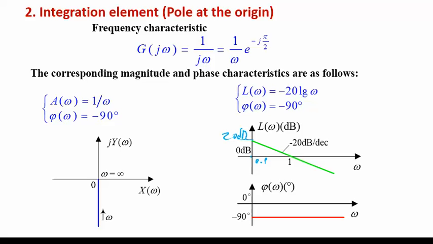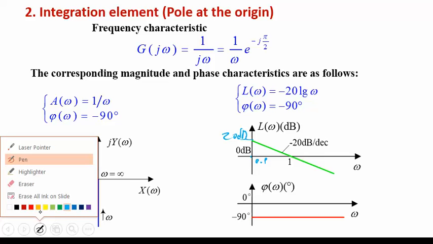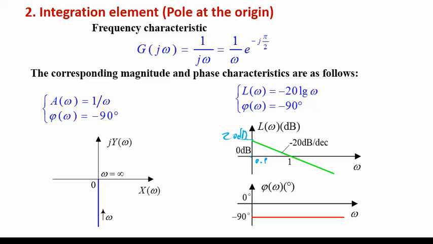Now, if I want to look at a zero at the origin, how would the zero at the origin look? Anyone? What are you saying? The phase angle will be plus 90. So the phase angle here will be plus 90.